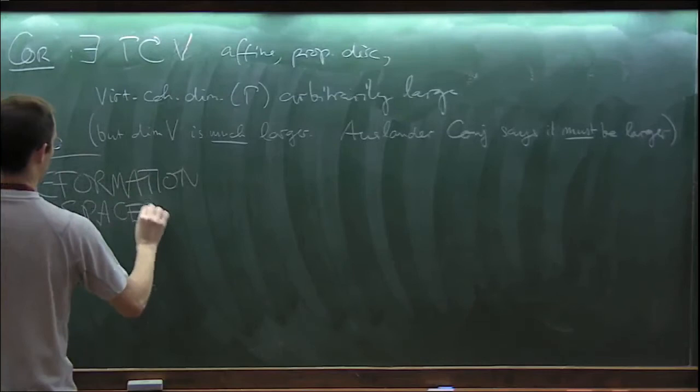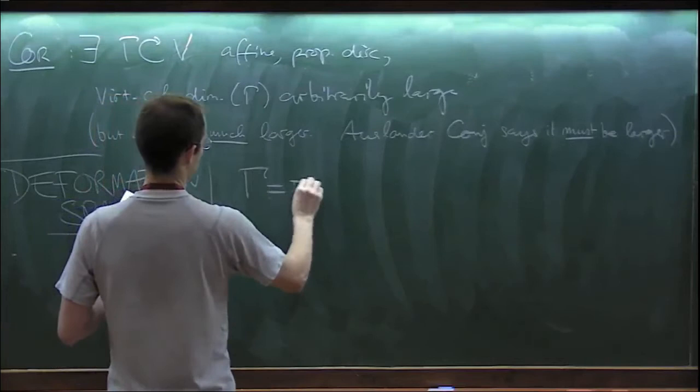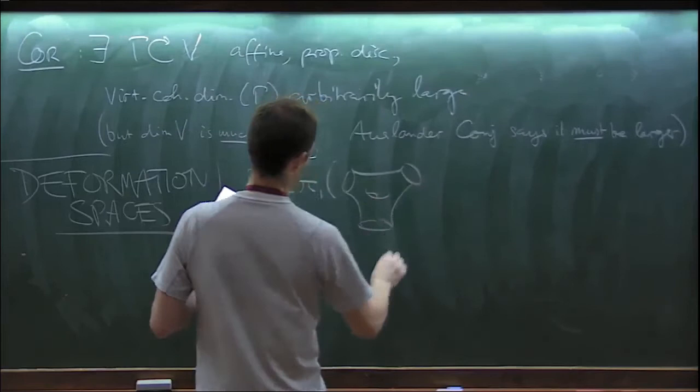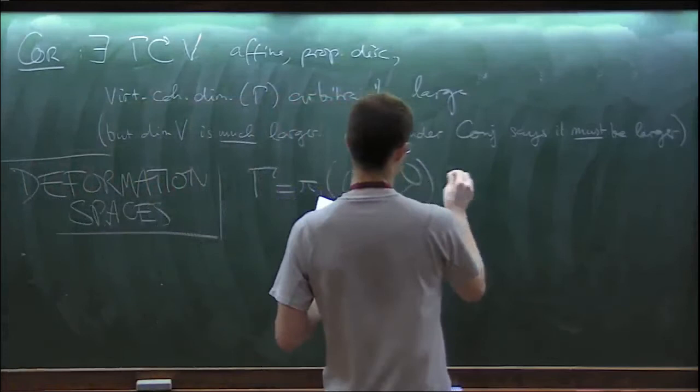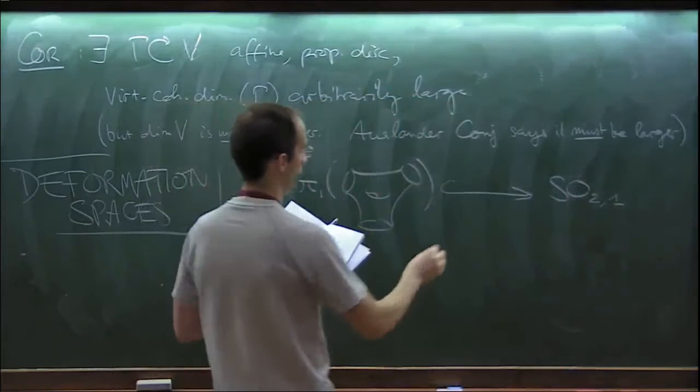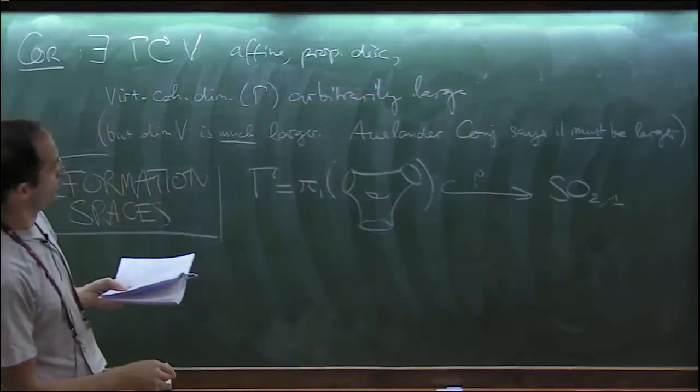So we'll go back to gamma being the fundamental group of a hyperbolic surface. Maybe it has some genus. It must have some boundary components. And we look at the Fuchsian representation, SO(2,1). And what do we want?